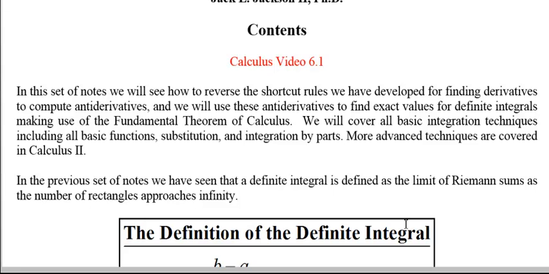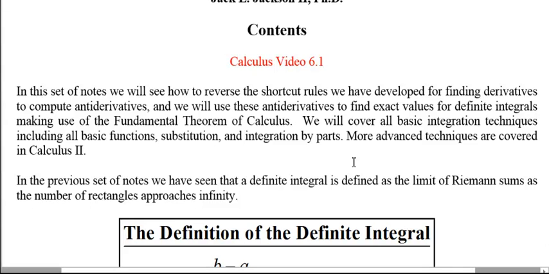In these videos we will cover all the basic integration techniques, including all basic functions, substitution, and integration by parts as well. More advanced techniques are usually covered in a Calculus 2 class, and I may add a video about that at some point in the future.